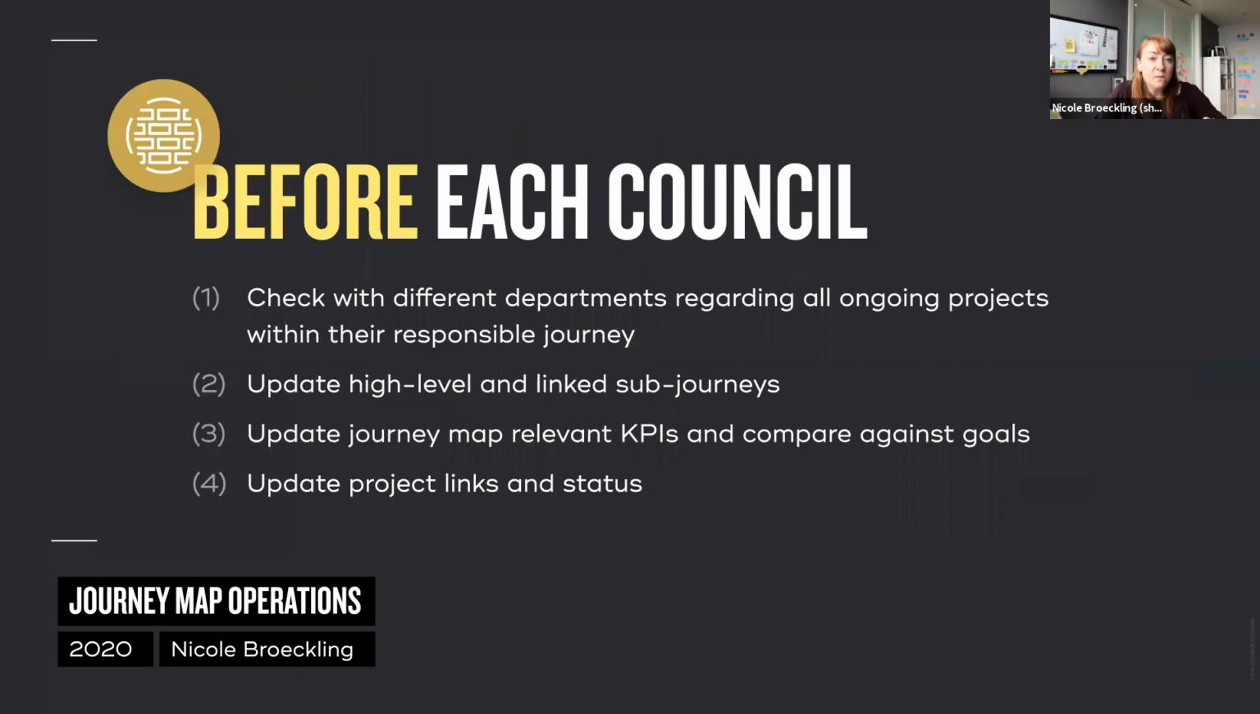So before each council, every journey map coordinator needs to have their conversations. So check with different departments. What are projects going on that might be affecting the journey that they're responsible for? They're going to update the map that they own and anything that's above them. And then they're going to also update their KPIs. So how are we tracking towards these things that we've all agreed as a council are important to measure? And where are we going with our projects?